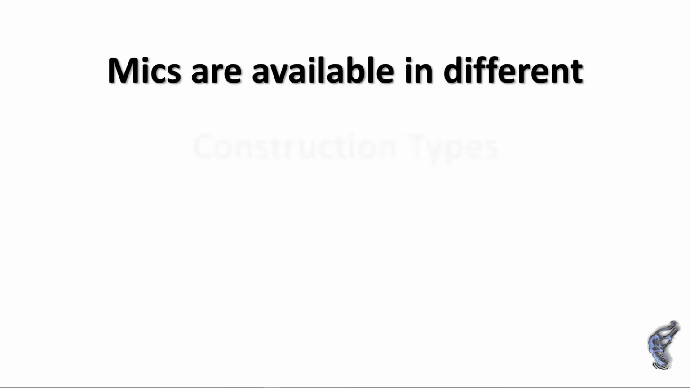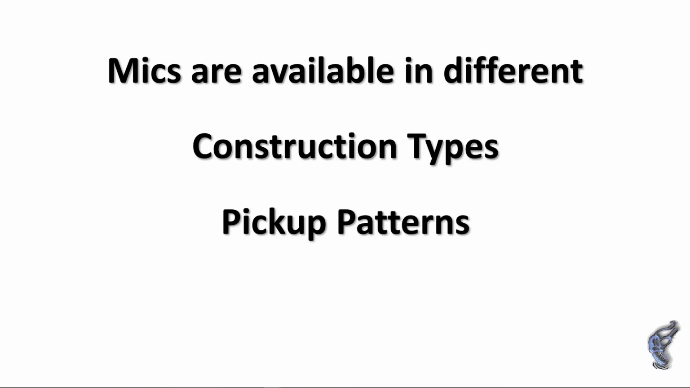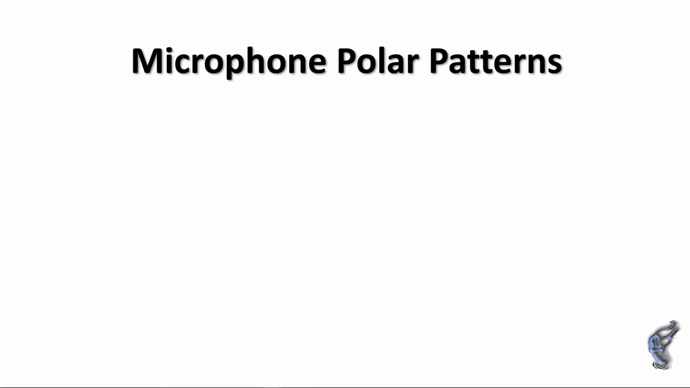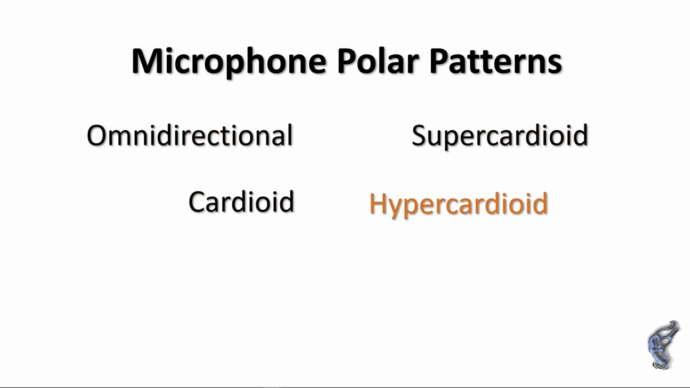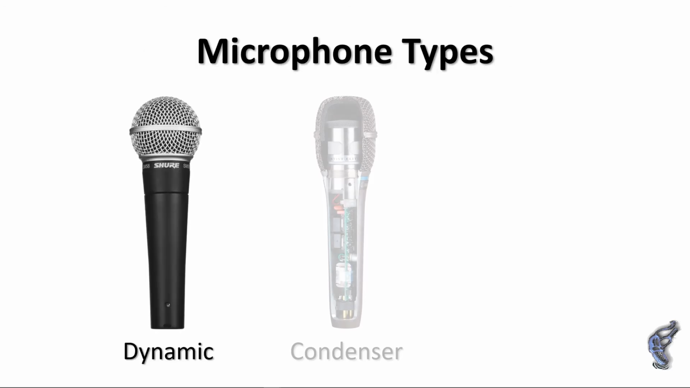Microphones are available in different construction types, pickup patterns, and of course price ranges. To get the most from the microphones you have available, you need to know at a minimum what their polar pattern is, so omnidirectional, cardioid, supercardioid, hypercardioid, or bidirectional, and whether they are dynamic, condenser, or ribbon.